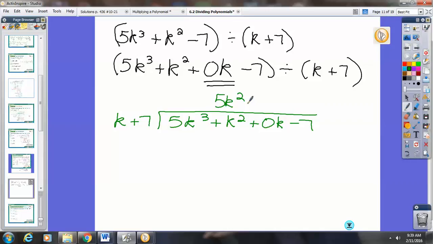Now multiply. 5k squared times k is 5k cubed. 5k squared times 7 is 35k squared. After we multiply, what do we do? Subtract, or change your signs. Both of the signs. Remember, you want these to cancel out. That should happen every time. We have k squared minus 5k squared minus 35k squared, which is negative 34k squared. Bring down the next term.